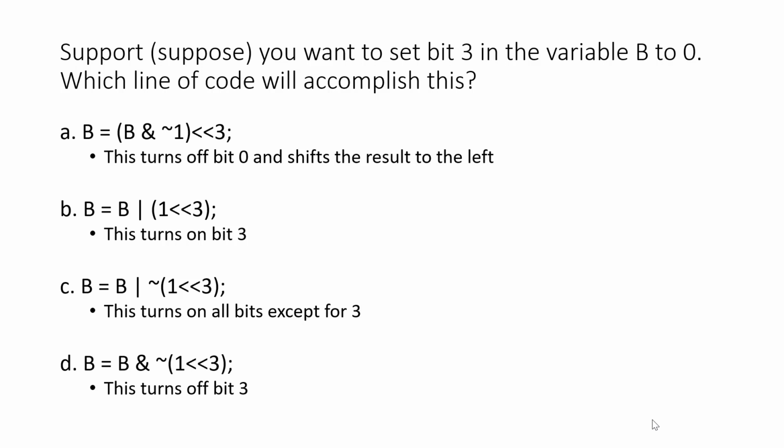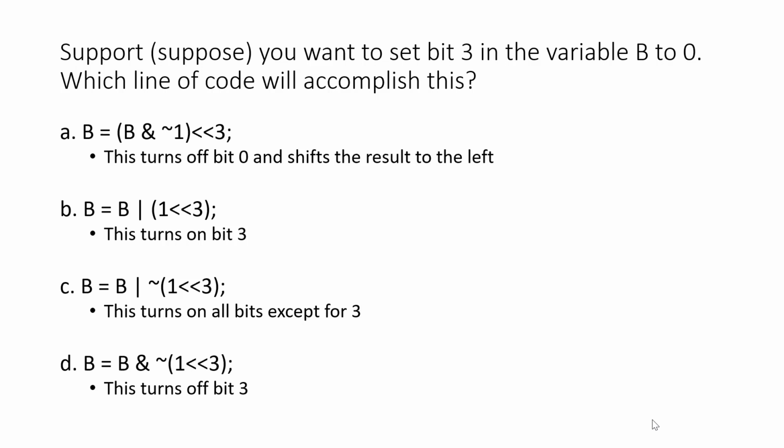The second one says b equals b or 1 shifted to the left by 3. This turns on bit 3, and that's what we wanted to do. So the answer is B. This is pretty much right out of the lecture slides. This was one of the ways I recommended that you do that. The other option is b equals b or 1 shifted by 3 bits and then negated. That would turn on every bit but bit 3, so that's not the right answer.